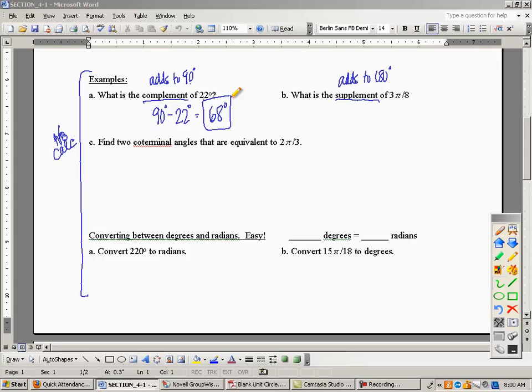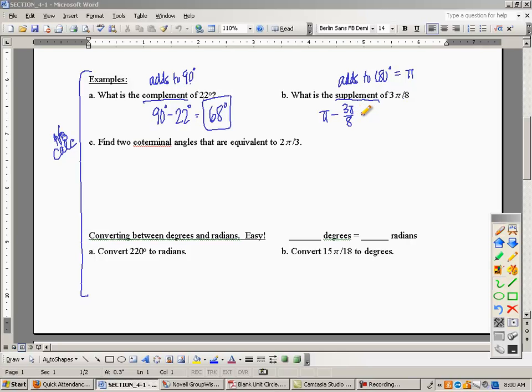The supplement of 3 pi over 8. 180 degrees, which we're going to talk about in a second, is the same thing as pi radians. And we're going to do a unit circle and you're going to look at that, but that's something we expect that you remember from Algebra 2. So what I'm going to do is take pi minus 3 pi over 8.